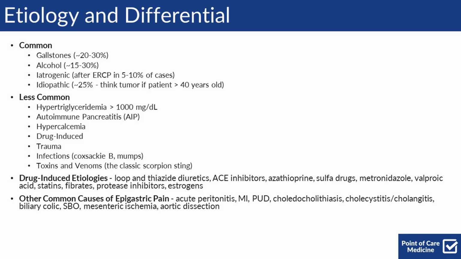For the etiology and differential, common causes of acute pancreatitis include gallstones, alcohol, and idiopathic causes. Less common causes include hypertriglyceridemia, autoimmune pancreatitis, hypercalcemia, drug-induced, trauma, infections such as Coxsackie B and mumps, and toxins and venoms such as the classic scorpion sting.